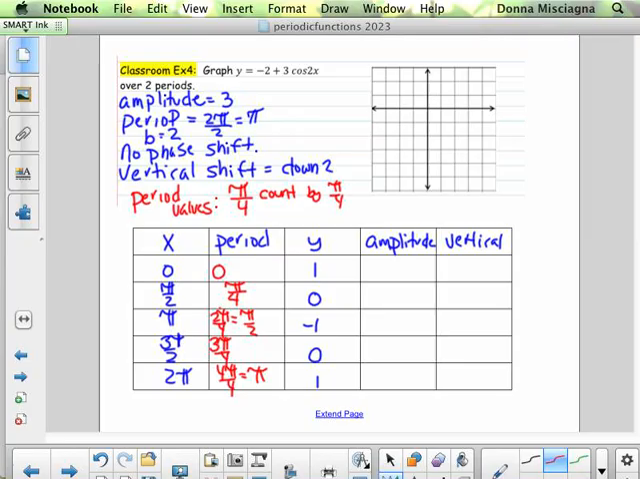All right, for the change in amplitude, we're going to multiply by, what was it, 3. So that'll be 3, 0, negative 3, 0, 3. And then for the vertical shift, we're going to subtract 2. So 3 minus 2 is 1. 0 minus 2 is negative 2. Negative 3 minus 2 is negative 5. 0 minus 2 is negative 2. 3 minus 2 is 1. And there we go. There's our values.